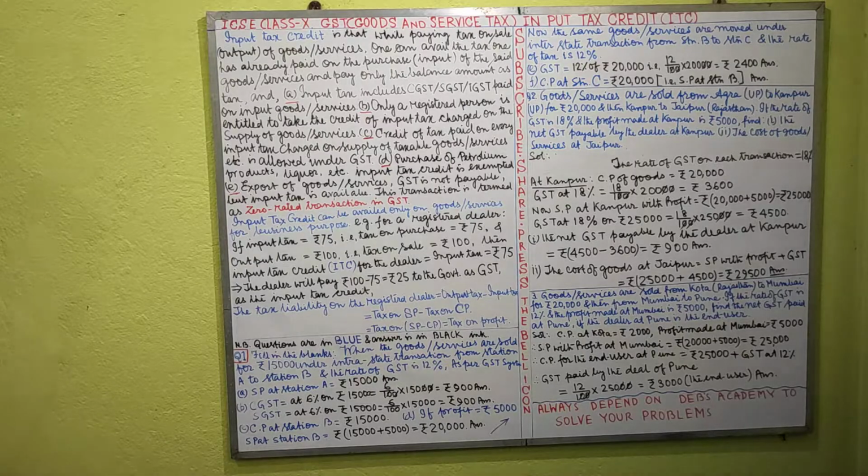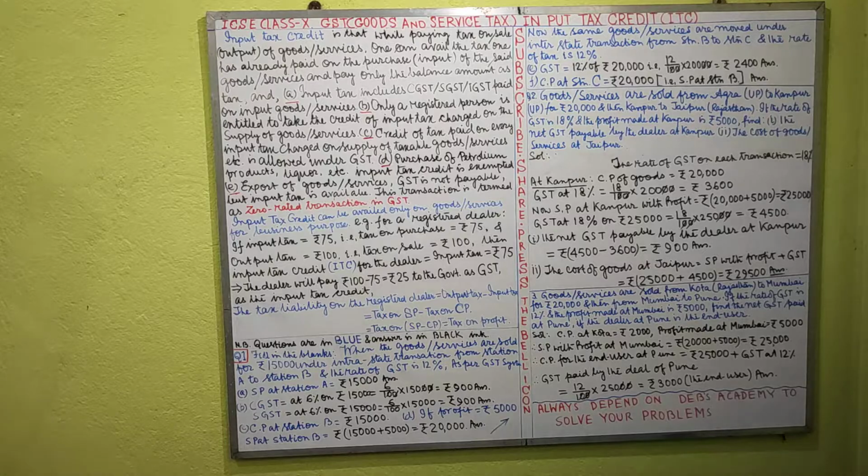Now question number 2. Goods or services are sold from Agra, it is UP, to Kanpur, it is also in UP, for rupees 20,000, and then Kanpur to Jaipur, that is Rajasthan. If the rate of GST is 18% and the profit made at Kanpur is rupees 5,000, find the net GST payable by the dealer at Kanpur, and number 2, the cost of goods or services at Jaipur.